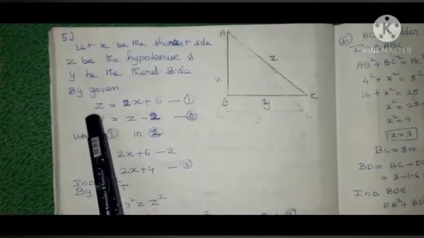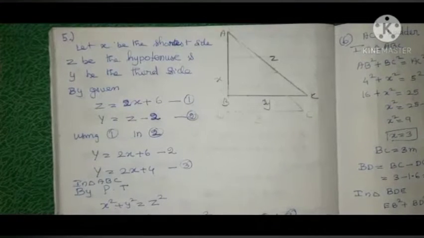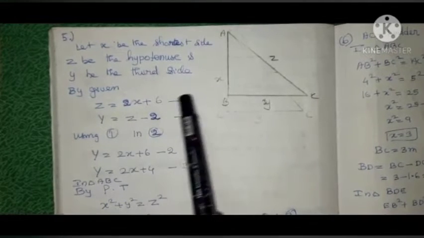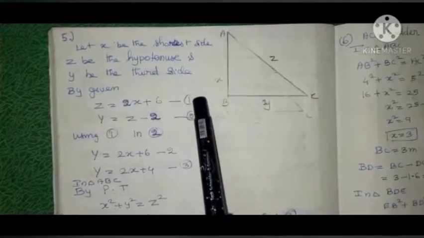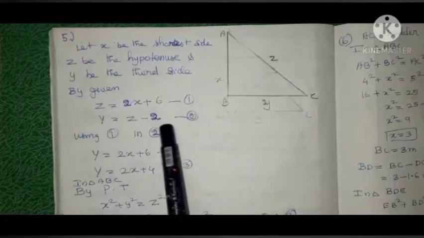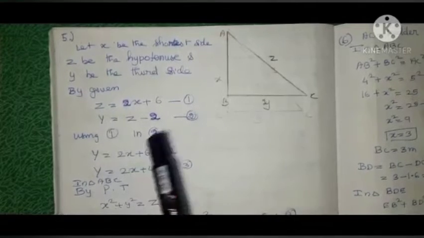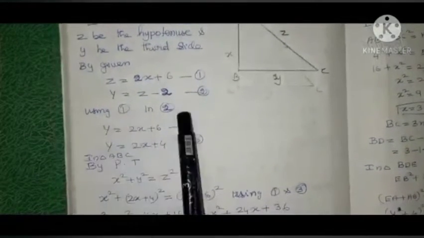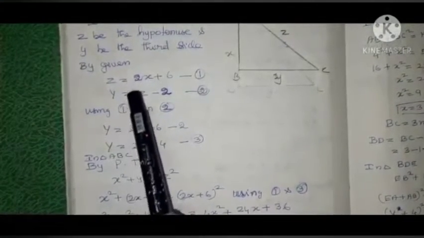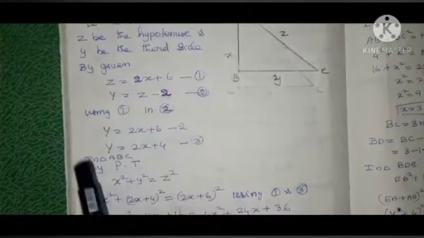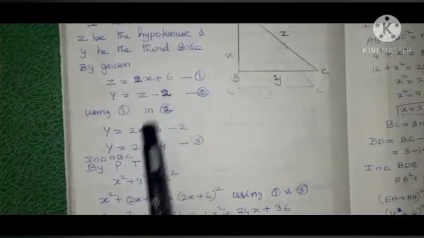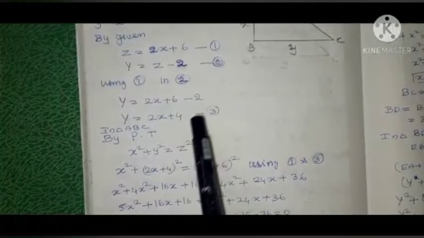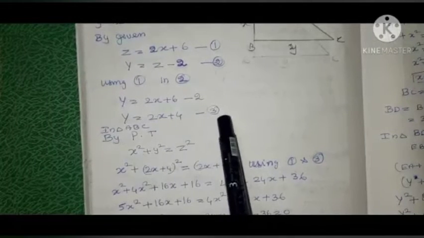Let x be the shortest side, z be the hypotenuse and y be the third side. By given, z is equal to 2x plus 6. The hypotenuse is 6 more than twice the shortest side, 2 times x plus 6, that is equation 1. Then y is equal to z minus 2. The third side is 2 less than the hypotenuse, that is z minus 2, second is 2. Using 1 and 2, in the second equation you substitute the first equation. y is equal to, in the place of z, you place 2x plus 6 minus 2, that is 2x plus 4, 6 minus 2, 4. y is equal to 2x plus 4, taken as 3.